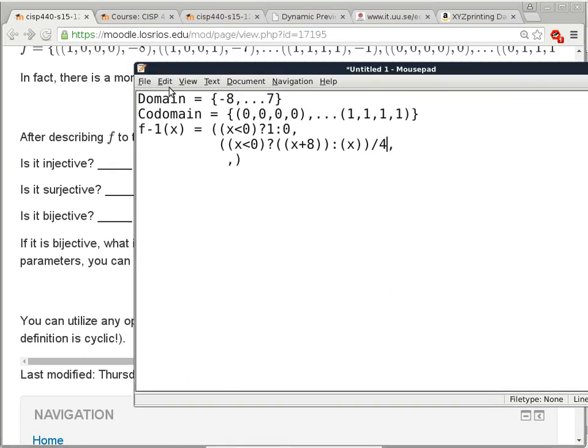Correct. Okay, so if x is negative 1, let's say this is negative 1. Negative 1 is less than 0, right? So that means I have to use this, which is negative 1 plus 8, which is 7. But 7 is the value of this entire expression. 7 divided by 4 is 1 because it's integer division. So this works for bit B.